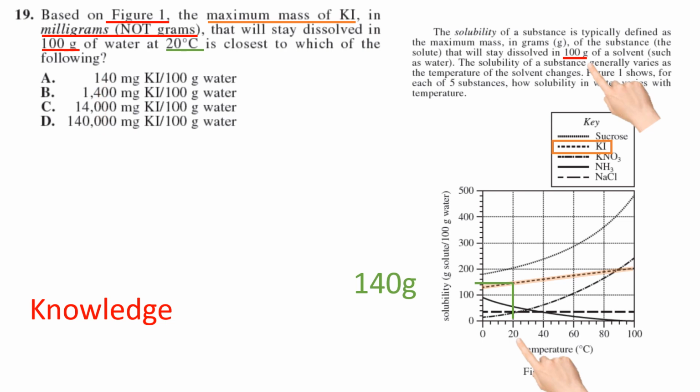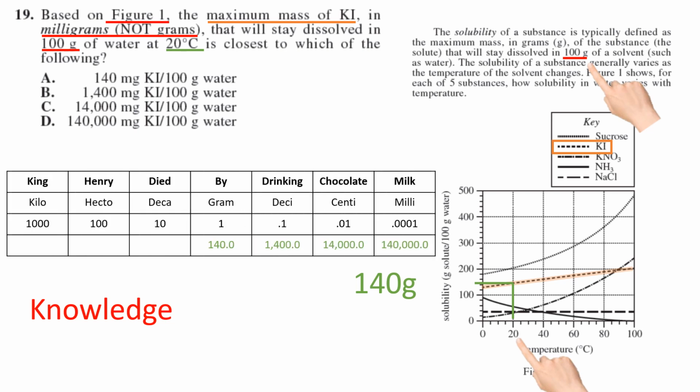ACT is asking, how do you convert grams to milligrams? You can remember the acronym, King Henry died by drinking chocolate milk. We start with the base, which is 140 grams. We're converting it to milligrams. So we're going to move our decimal point to the right, and that will be 140,000 milligrams, which is choice D.